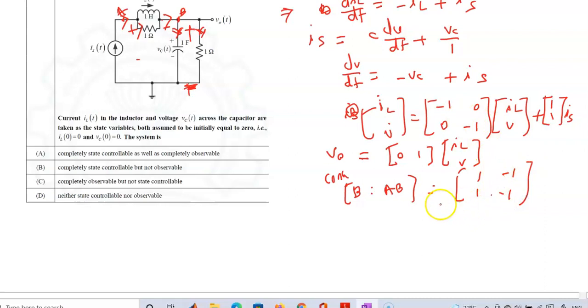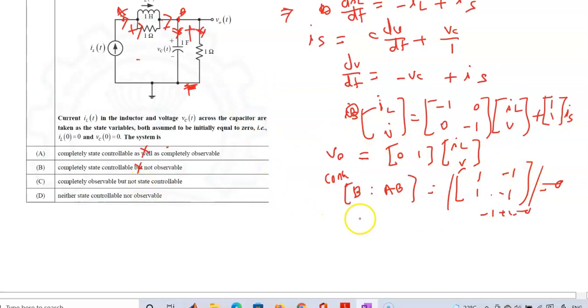You can see that the determinant of this, or you can say the rank of this, is 1. That means the determinant is 0, because -1 and +1 give 0. That is, it is not state controllable. Sometimes it matches with the options: completely state controllable, false; completely observable but not state controllable. Okay, not state controllable, so we got it.